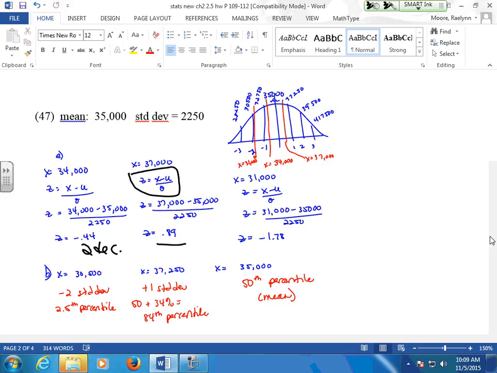31,000 falls over here, to the left of the 0. Wasn't it 30,000? Okay. So let's do a 30,000. So we're going to get 30,000 minus 35,000 over 2250. So what's my z-score going to be? 2.22? Thank you. So I'm even further away from that. I'm at the 30,000, just a little bit to the left of the 30,500. Okay.